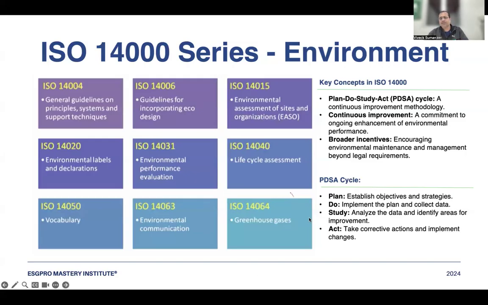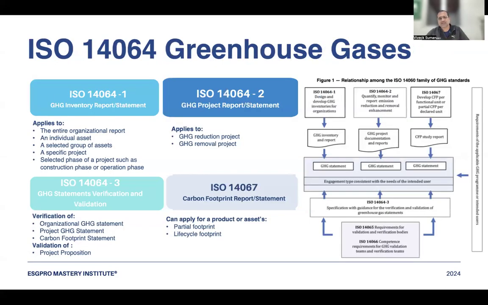Plan is where you put an objective and a strategy for your assessment. Do is where you implement that plan in the form of putting documentation, procedures, as well as forms in place, which collect the data. And then you study that data, analyze it, identify the areas of improvement, and then you again go for correcting those missed points. That's how any ISO standard works, and that cycle is called the PDCA cycle. With that, we have covered the 14000 standards, but 14064 has a unique quality which we have to understand.